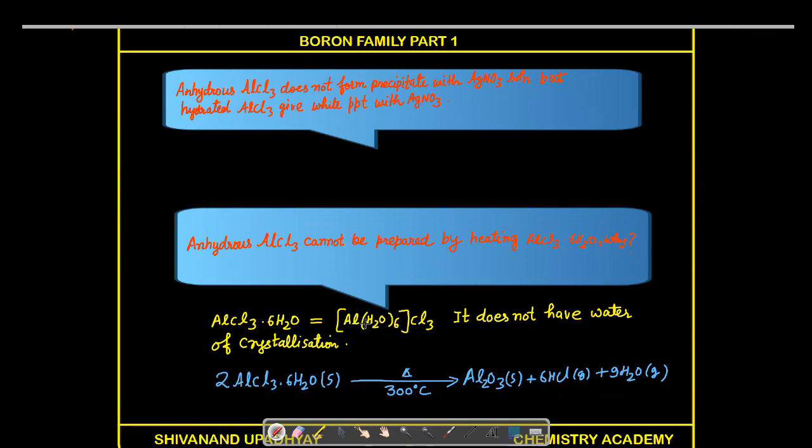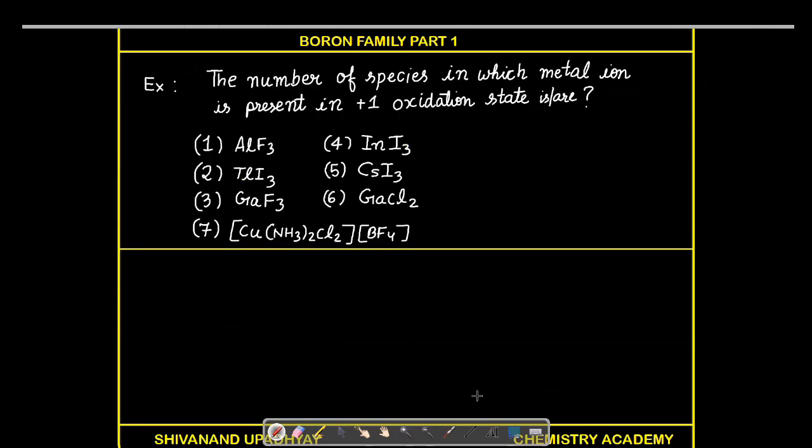So heating hydrated aluminium chloride will not form anhydrous aluminium chloride. That is a fixed question by JEE Advanced. In mains also this question is there, right? So I think you understand that there is no water of crystallization here. So on heating, it will form HCl, which will go in the form of vapor, and H2O will go in the form of vapor, and this will be the residue, that is alumina, Al2O3 corundum. It is HCP with respect to anion, and cation is present in octahedral void.